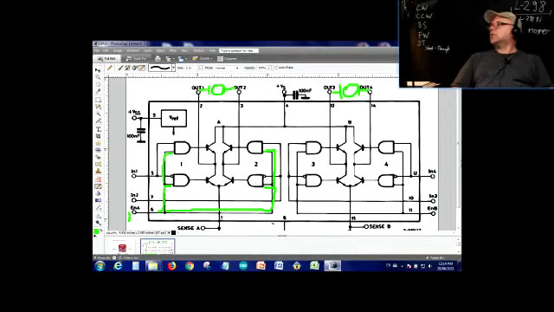Okay, someone is still here. Oh, there we go. All right. Yes, this is the circle of the motor. So you're talking about this one here, this circle here. That's the motor, right?